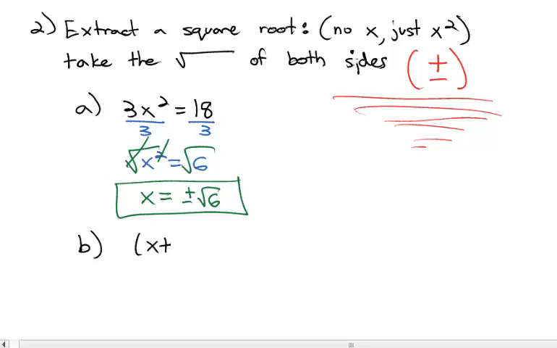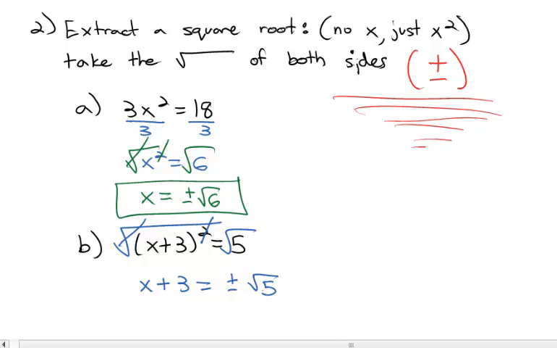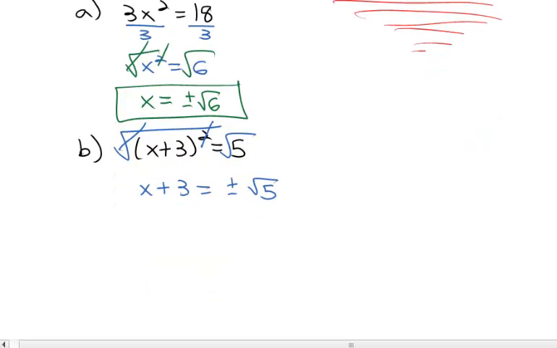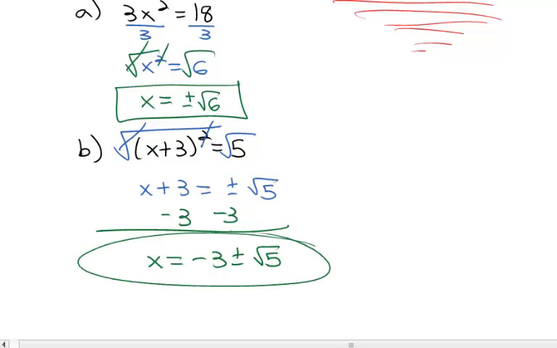So if we have x plus 3 squared equals 5, again, notice we can take the square root of both sides to clear the squared. Leaves us with x plus 3 equals plus or minus the square root of 5. We're not done yet, though, because x is not alone. We still need to subtract 3 from both sides. So we get x is equal to negative 3 plus or minus the square root of 5. And this becomes our final solution.